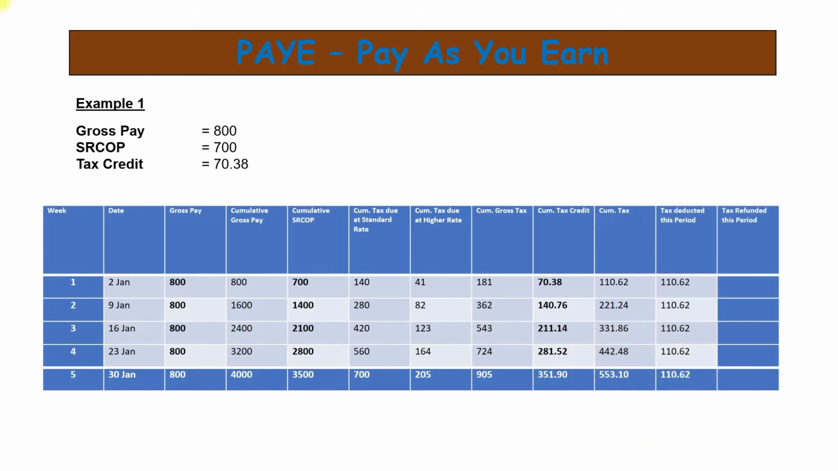In this example, we have a gross pay of 800, a cutoff point of 700, and a tax credit of 70.38. See if you can follow the calculations as before.